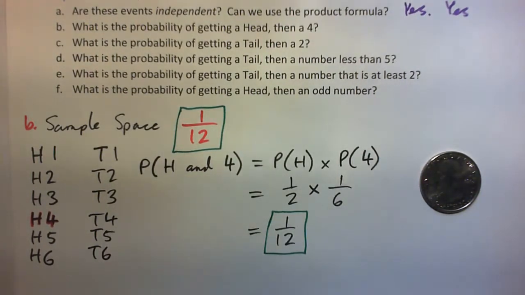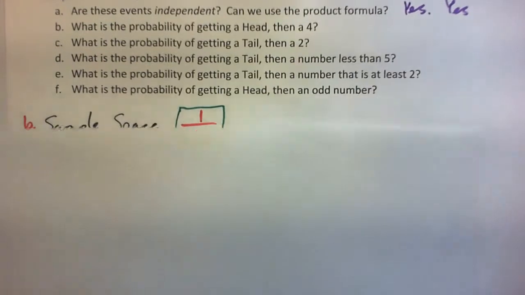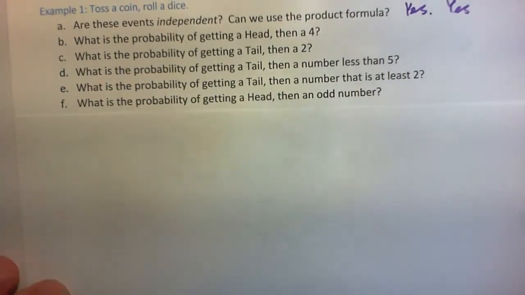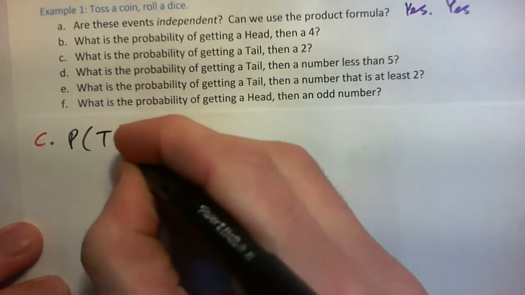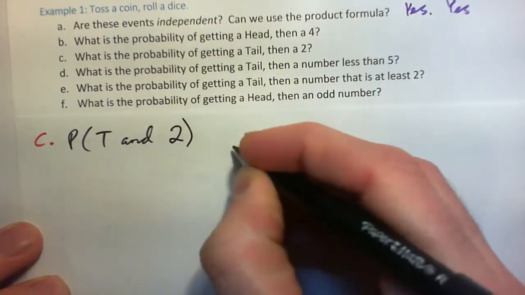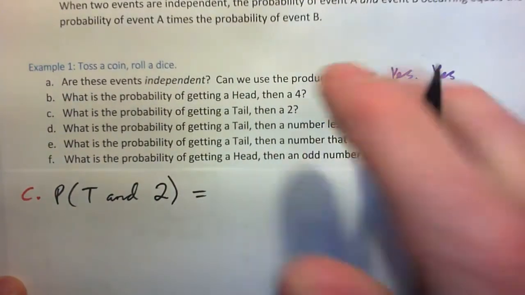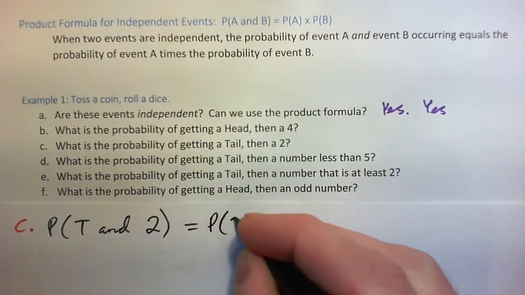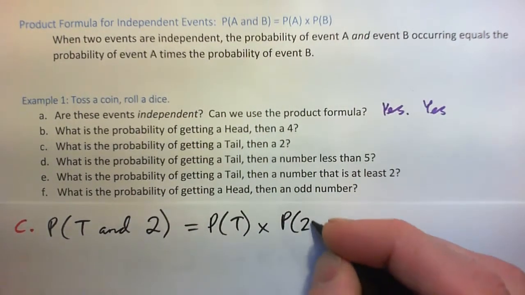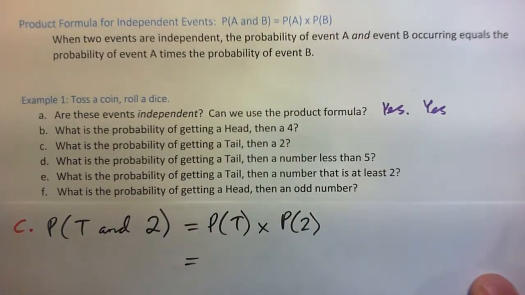So let's move on to part C. What is the probability of getting a tail then a 2? So for part C, I'd like you to write it out at least. Probability of getting a tail then a 2. Let's do this. Probability of T and 2 equals, because these events are independent, we can use the product formula. See that? It's probability of getting a tail times the probability of getting a 2. Okay? So, please give me those probabilities. What's the probability of tail? What's the probability of 2?